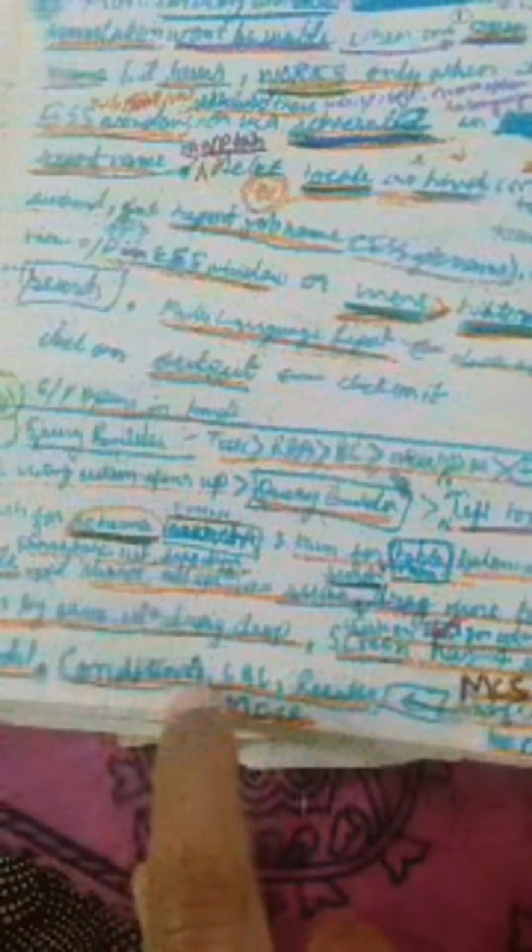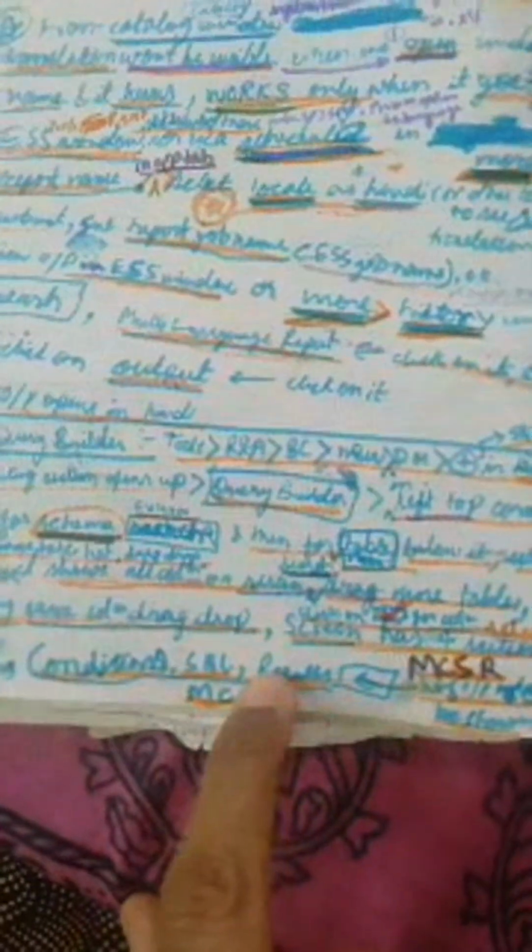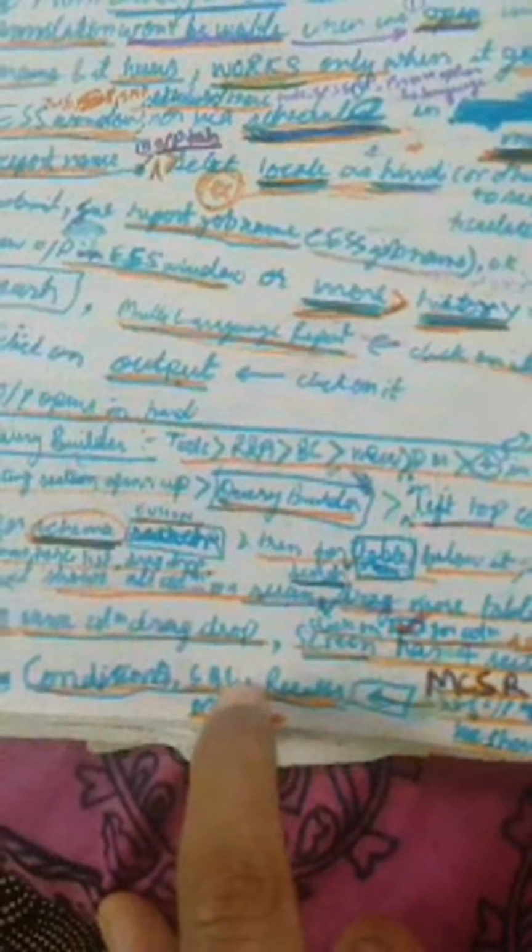Now after this is done, the screen will have 4 sections: MCSR, that is model, conditions, SQL, and results. Model will show me the data model, how it is present. If you have multiple tables, it shows me the data model in a diagram format. Conditions we'll discuss later. Then we have the SQL, that's nothing but the SQL of whatever code is being written.